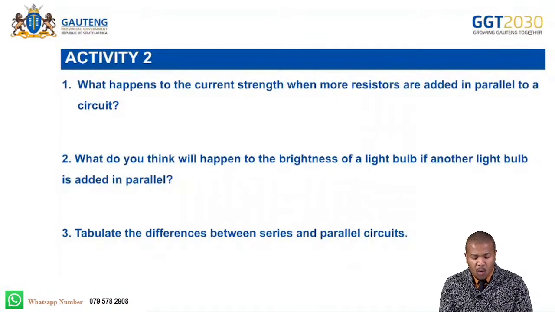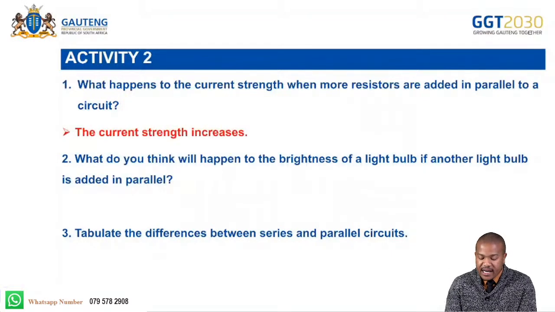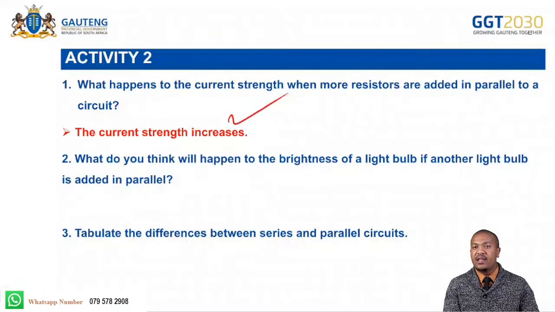Number 1, what happens to the current strength when more resistors are added in parallel to a circuit? The current strength increases. It increases with more and more resistors added in parallel.